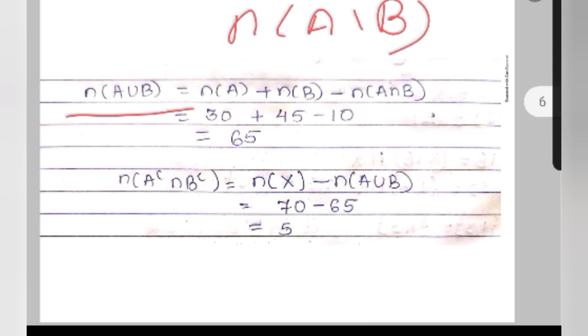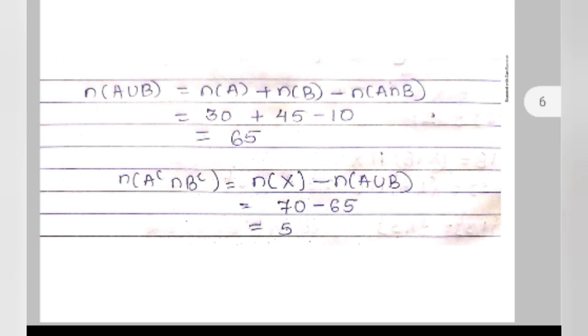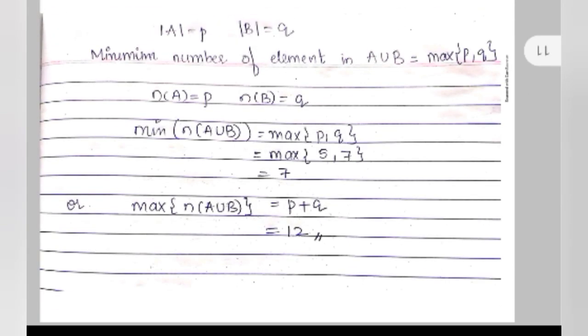So the formula is number of elements in A union B is nothing but number of elements in A plus number of elements in the B set minus number of elements in the... wait a minute.